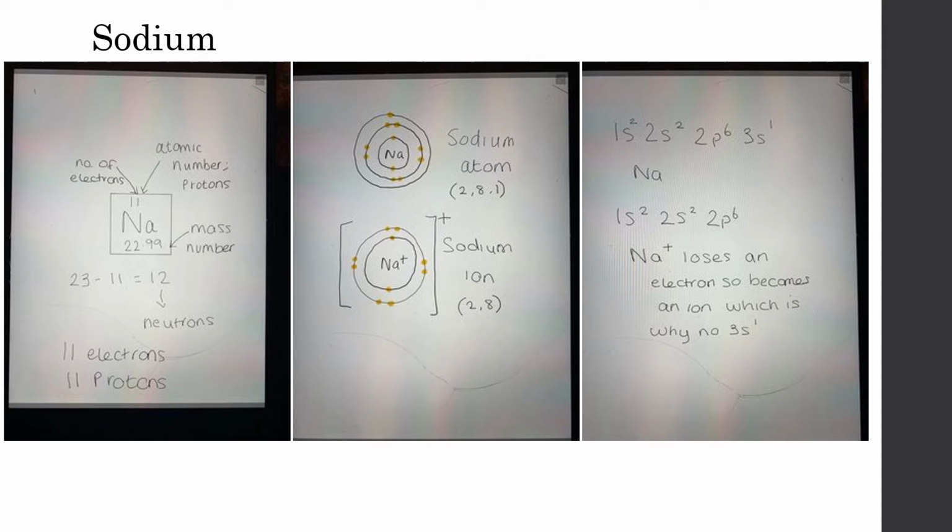However, when we look at the sodium ion, an ion is one that gains or loses electrons, it becomes positively charged because we've lost one. So as you can see, it's just 2, 8 as the electronic configuration.